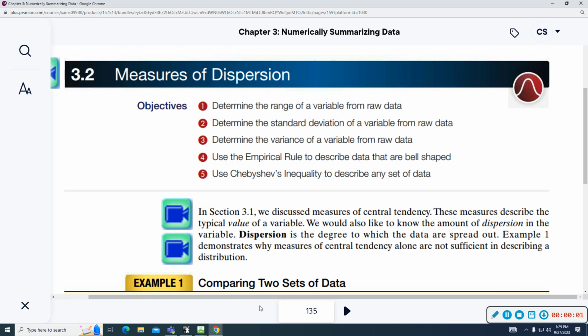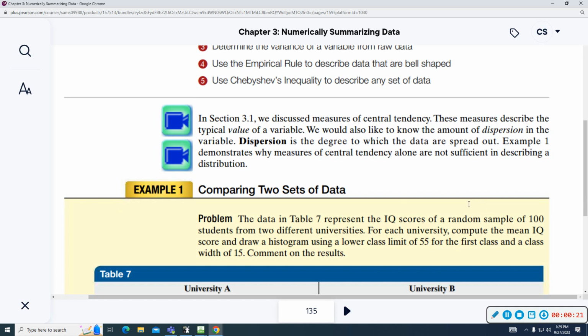All right, today we're going to be looking at section 3.2, measures of dispersion. Dispersion just tells you kind of how spread out your system is. So last section we talked about the center, like the mean, median, mode, the average. So now we're going to talk about how spread out things are.